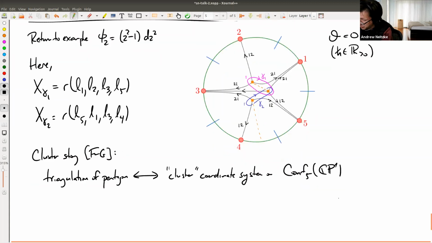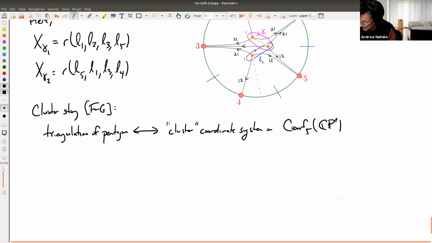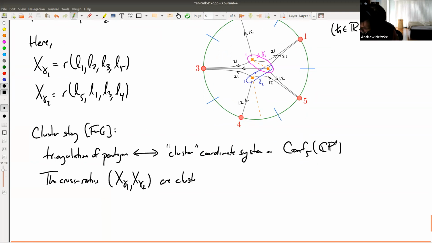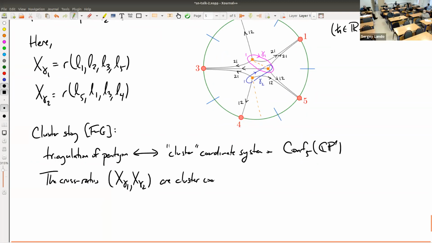And then these particular cross ratios, there are lots of cross ratios you could take, but they say that these specific cross ratios, the two that we wrote here, x gamma 1 and x gamma 2, are the cluster coordinates.